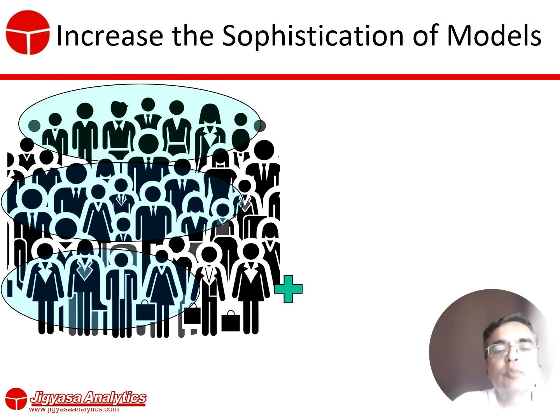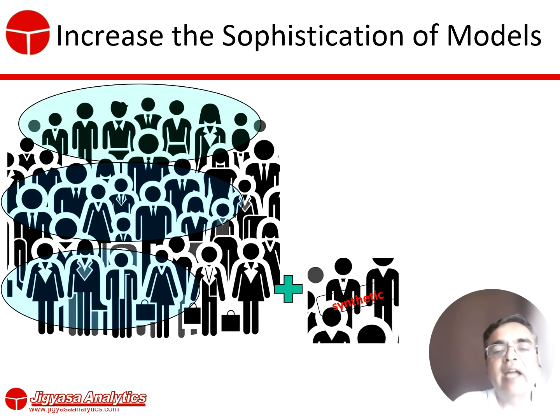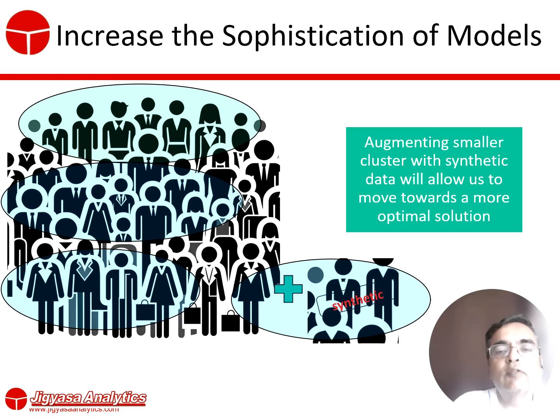We take that smaller segment and build synthetic data using the records from that segment and add it to the records already available. And using that, we can reintroduce the fourth segment, and augmenting the smaller cluster with synthetic data will allow us to move towards a more optimal solution.